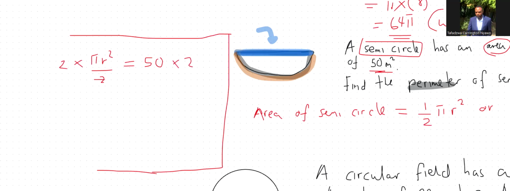All right, so these 2 cancel out, and I'm now left with pi r squared is equal to 100, because 50 times 2 is 100. Then the next thing I'm going to do is remove the pi from the r squared that I want to make the subject of the formula. So I need to get rid of the pi by dividing both sides by pi, and now I've got r squared equals 100 divided by pi.